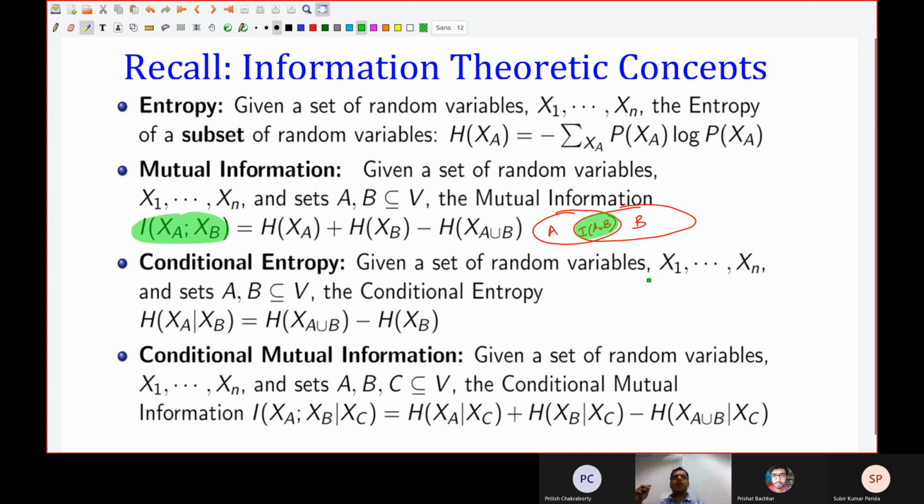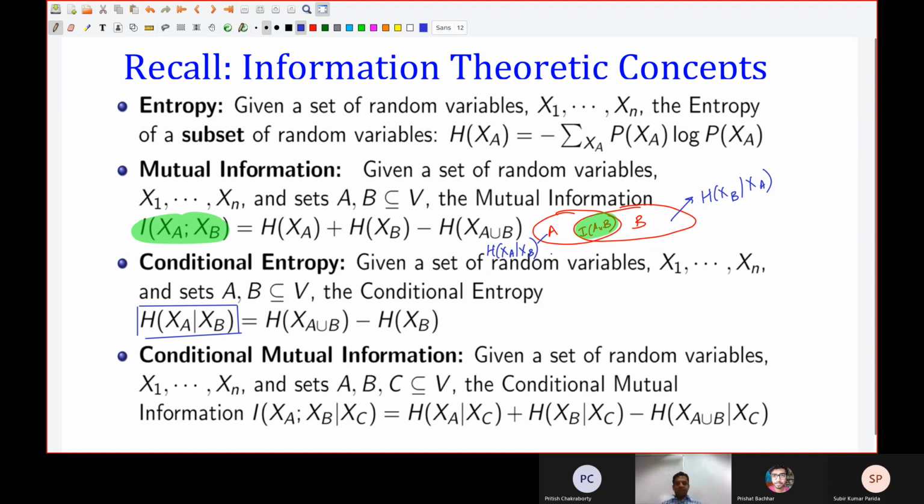And then conditional entropy was what? The one on the right hand side. This part is a conditional entropy: H of X_A given X_B, or X_B given X_A, and so on. And this would be H of X_A given X_B.